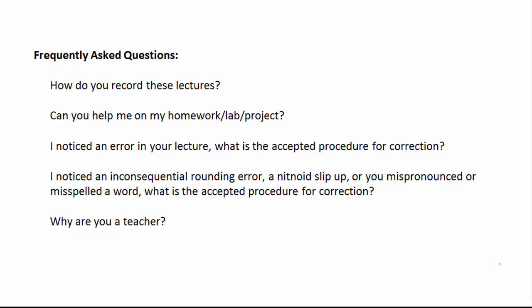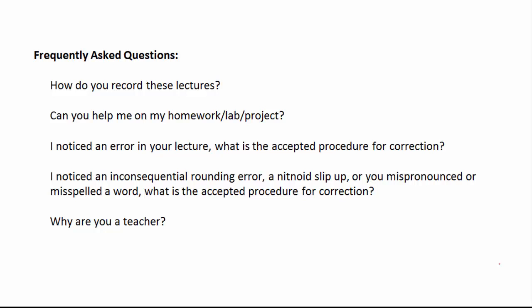4. I noticed an inconsequential rounding error, a nitpicky slip-up, or you mispronounced or misspelled a word. What is the accepted procedure for correction? Make a super big deal out of it and post an angry screed on YouTube comments in all caps. Cancel your subscription to the internet. That's the way to solve the problem. By the way, that's sarcasm. The correct response is just to deal with it.